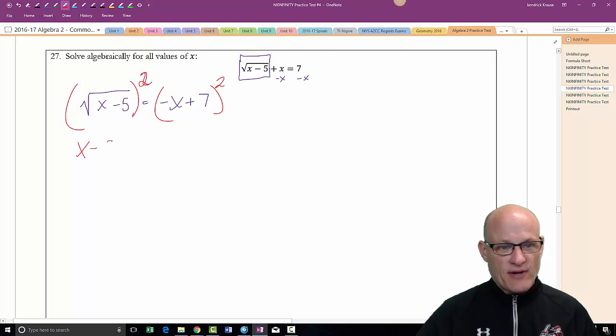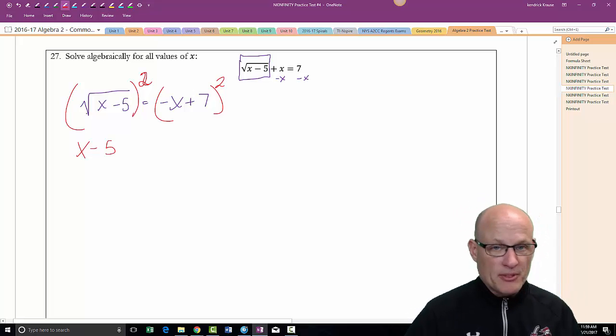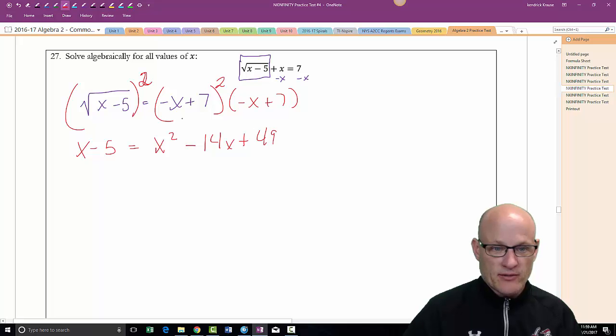This just gives me x minus 5. Now remember, as soon as you square a radical, you could and probably will introduce extraneous solutions. Just be on the lookout for them. Be careful here. Negative x plus 7 squared is positive x squared minus 14x plus 49. Again, it's minus 7 and minus 7.